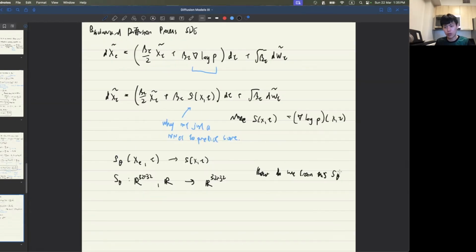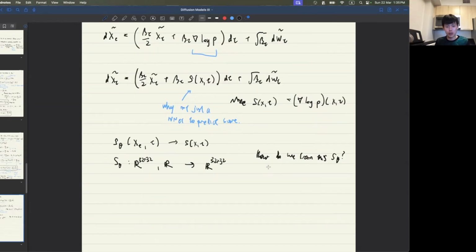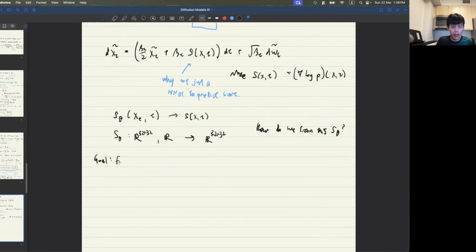Then the question is, how do we train this neural network model? Because to train such a model, we would need to know the true score. But as I've said earlier, we don't actually know the true score. So we have to come up with some clever idea about how to get an estimator for the true score to do our stochastic gradient descent on. So our goal is to find an objective such that S theta learns the true score.